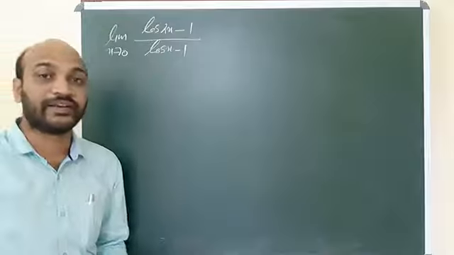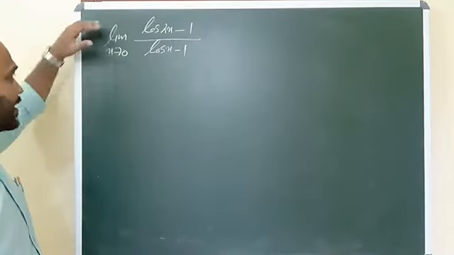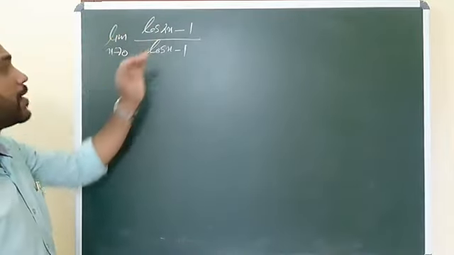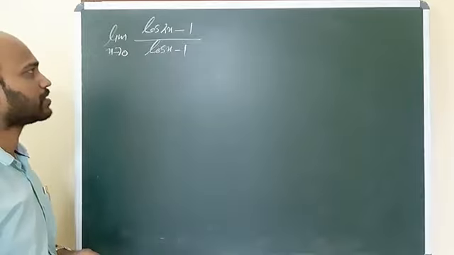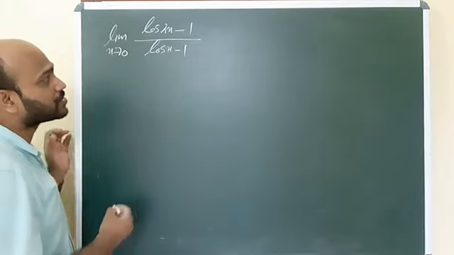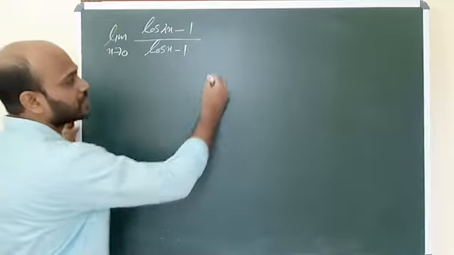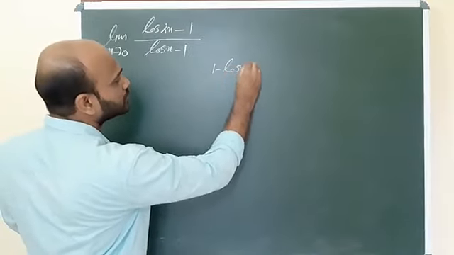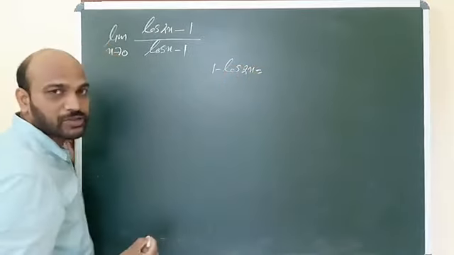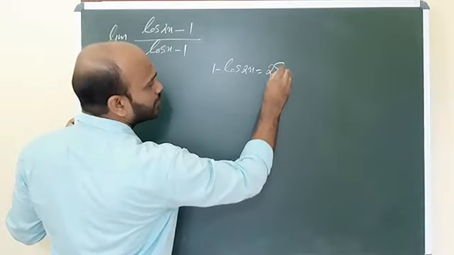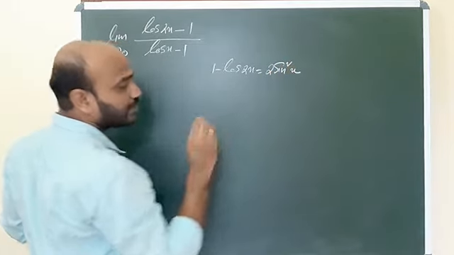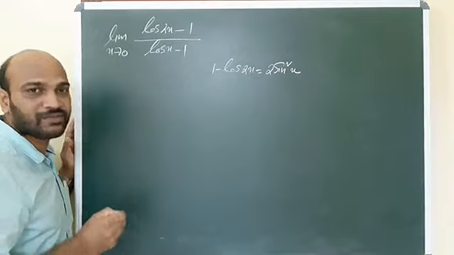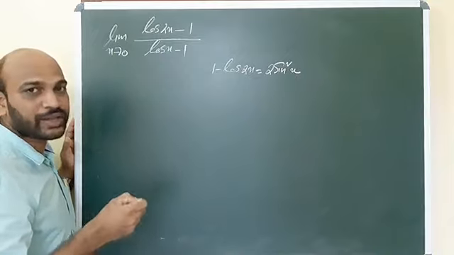Okay. Another question. Evaluate limit x tends 0, cos 2x minus 1 by cos x minus 1. Here you have to use the formula for 1 minus cos 2x. What is 1 minus cos 2x? 1 minus cos 2x is 2 sin square x. Therefore 1 minus cos x will be 2 sin square x by 2.